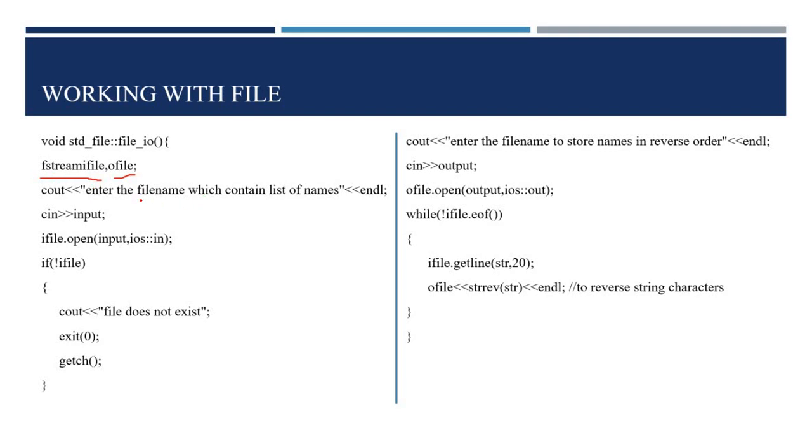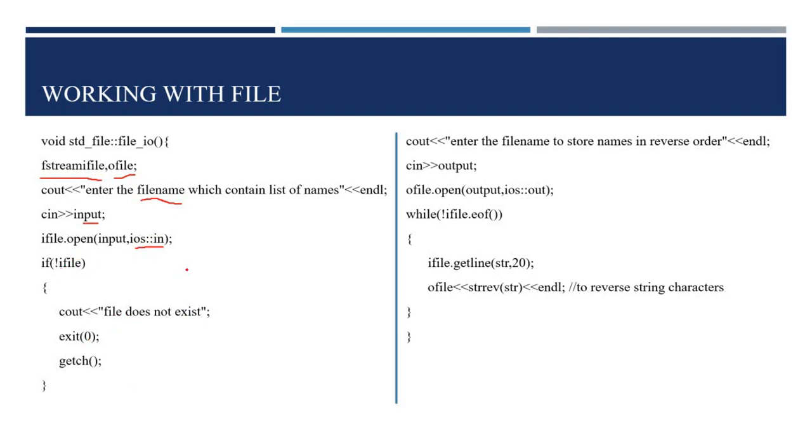Here the user is asked to enter the name of the file which contains the list of the names. For example, input.txt is the name. So the user enters input.txt. Then ifile.open is a function where the file is opened in input mode, that is ios scope resolution in, with the path file. The file input is the name of the file, whatever file is assigned, input.txt is the file name. If it is not a file, it says the file does not exist.